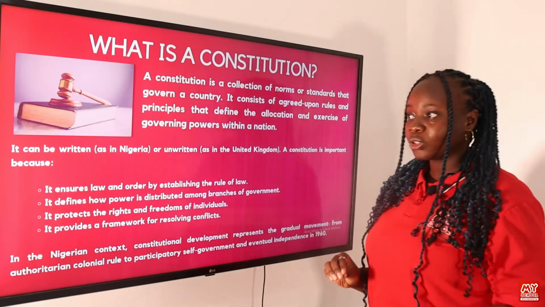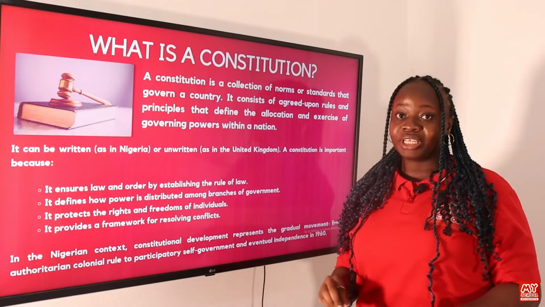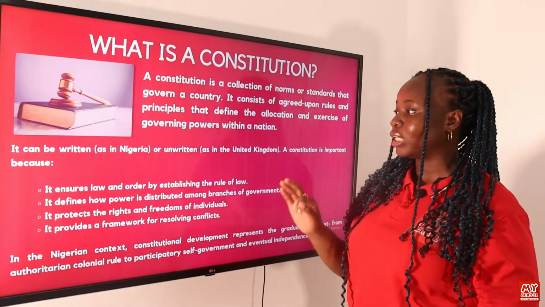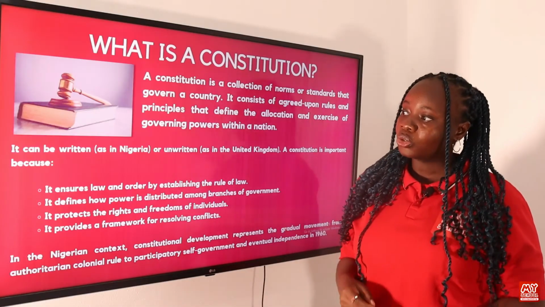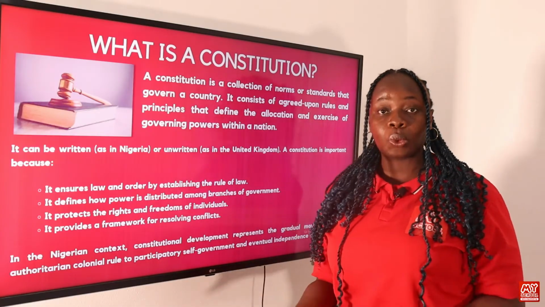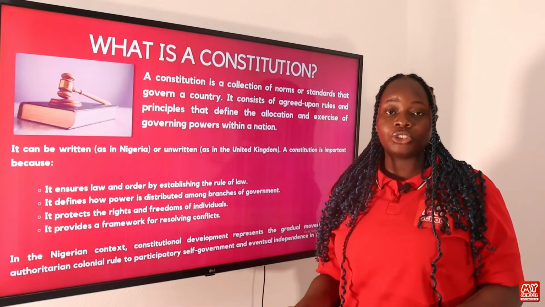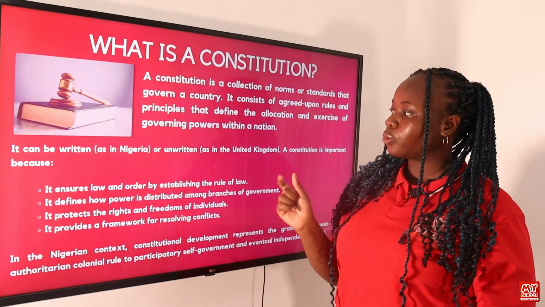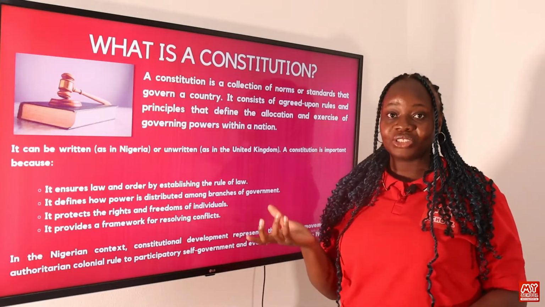All right, we also discussed two different types of constitution based on the method in which it was written. So we have the written constitution and the unwritten constitution. An example of a written constitution is the one we have here in Nigeria. All of the constitutions that were developed here in Nigeria were written. These are opposed to the unwritten constitution that was adopted in the United Kingdom.